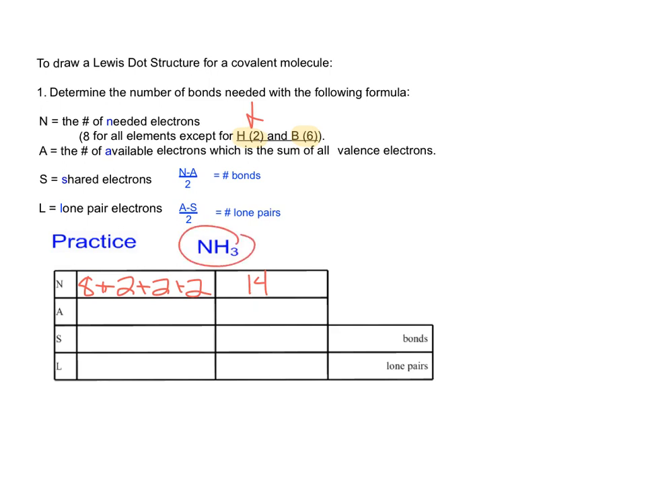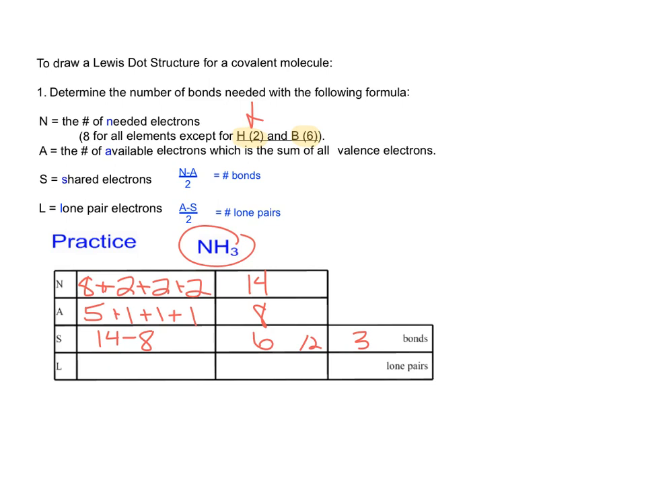Well, A stands for how many are available. How many can we actually have hanging out? If you look in your periodic table, nitrogen is in family 15, so it has five valence electrons. And for our hydrogens, it's in family number one, so each hydrogen has one valence electron. So I wrote out 1 + 1 + 1. You could also say there's three of them times one each. Either way it'll get you three. Add it all together and we get eight. So I need 14 electrons to fulfill everybody's octets, and I only have eight. To figure out how many of those need to be shared, we subtract those numbers and we get six. That means six electrons have to be shared. How many bonds is that? Divide by two and we get three bonds.